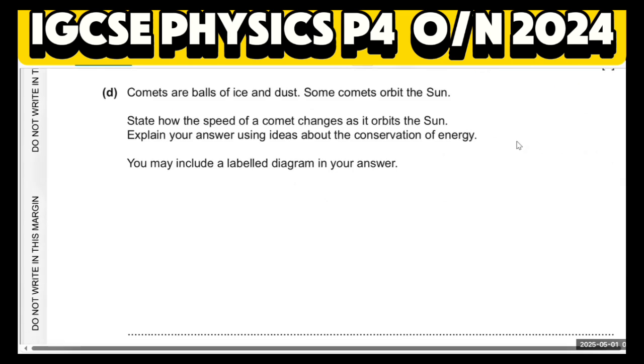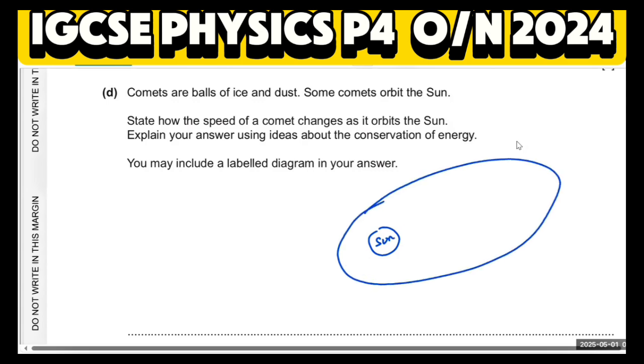Next question. Comets are balls of ice and dust. Some comets orbit the sun. State how the speed of the comet changes as it orbits the sun. Explain your answer by using the ideas of conservation of energy. You make the level diagram. We know that if this is the sun and comet orbit is more elliptical. For example, if this is a comet and if it is orbiting in this direction, you can see that the distance of the comet is far from here.